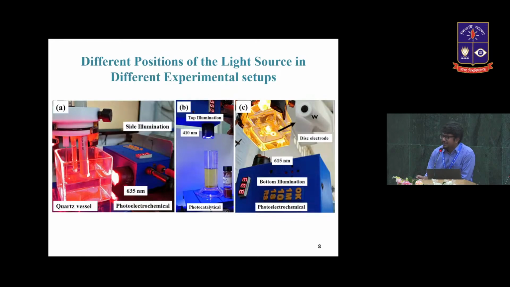So here is our portable light source. You can see we can put it at the side and illuminate from the side of the sample. We can put it over the sample. We could put it under the sample. So we can put it in any spatial position.